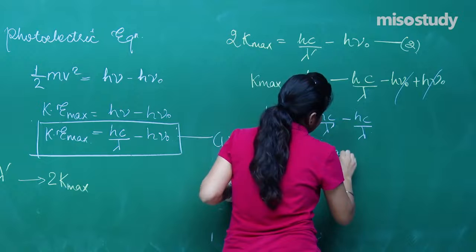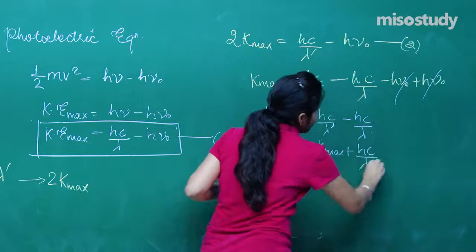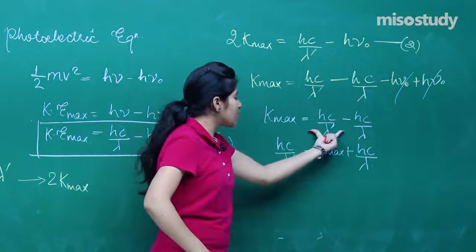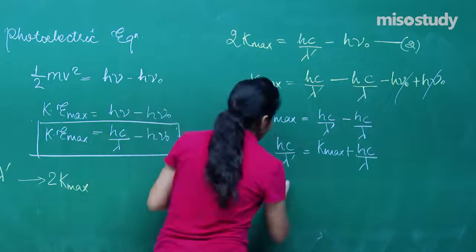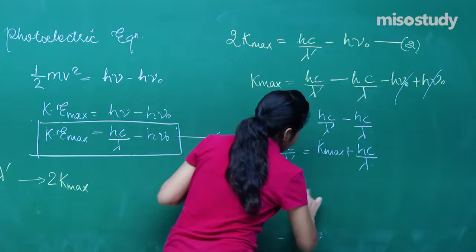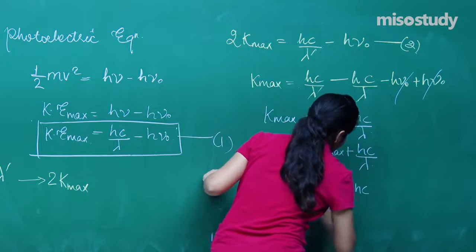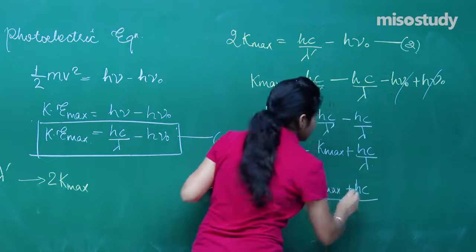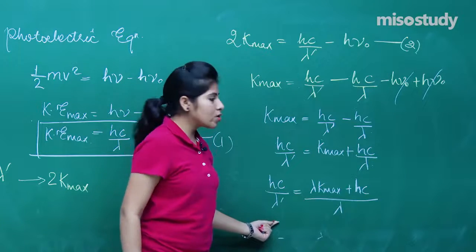Kmax plus hc upon lambda. So hc upon lambda prime equals Kmax plus hc upon lambda. To find the value of lambda prime, do one thing: this is lambda into Kmax plus hc upon lambda, right. From here you can easily find out the value of lambda prime.